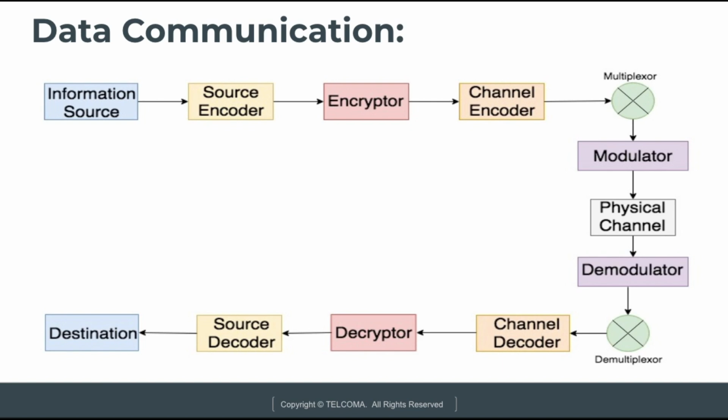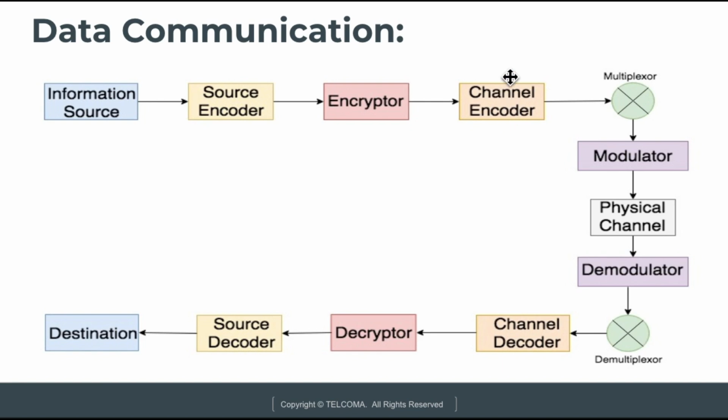So this diagram is showing how the signal is transmitted from information source to the destination. So here the analog signal is generated by the information source, or it may also generate the digital signal. Next, the source encoder converts the analog signal to the digital signal and then it is transmitted to the encryptor. Here the encryptor adds the code to protect the original signal from the outsider. Then it goes to the channel encoder. Here the channel encoder will add the techniques to reduce the transmission error.